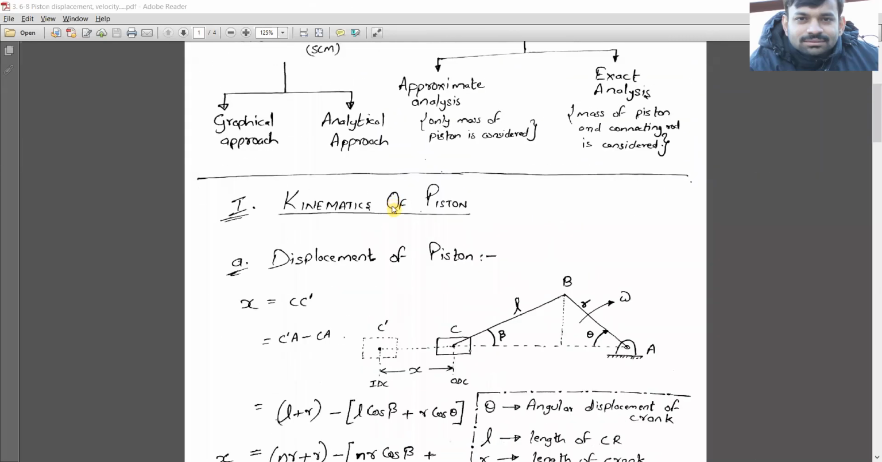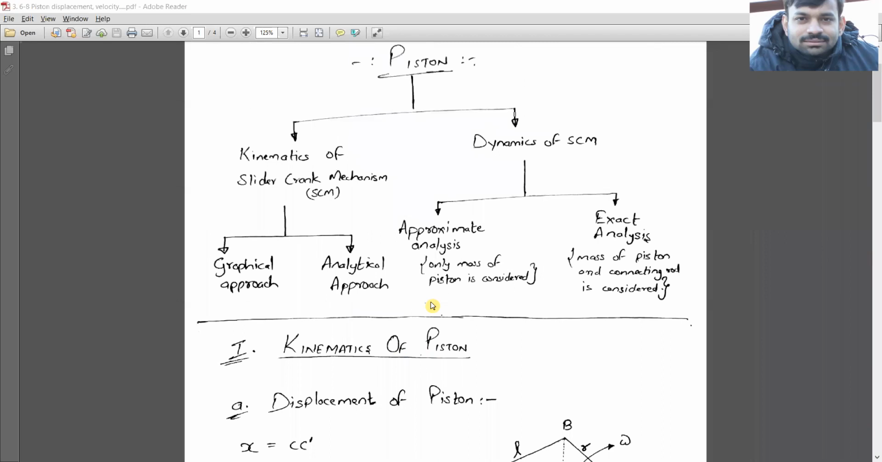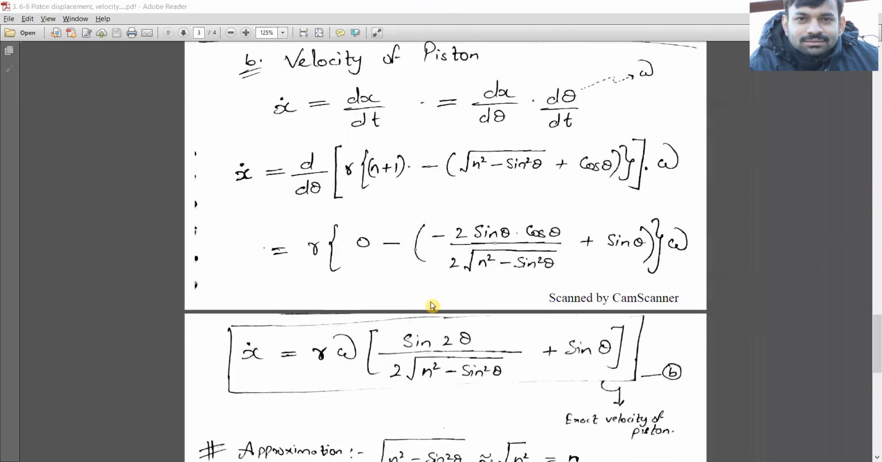We have done the kinematics of piston. All right, I hope this is clear to you.